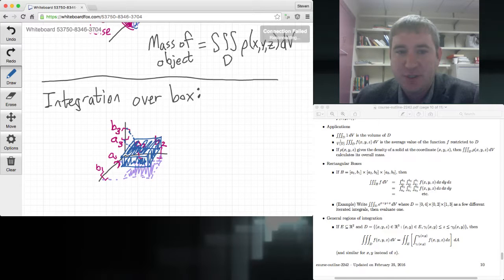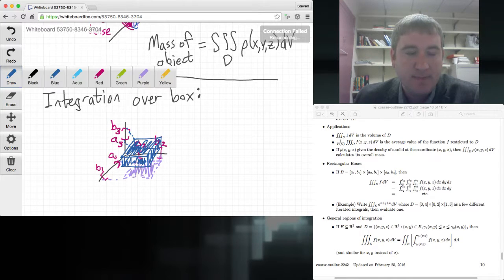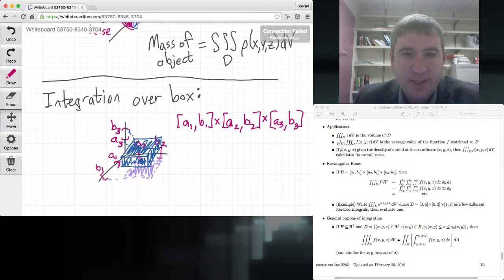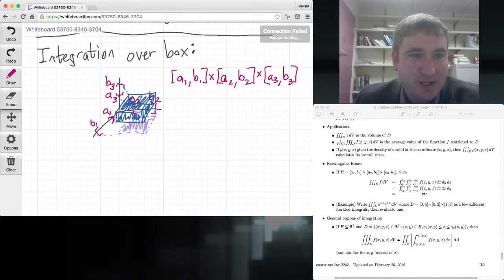So I've got this three-dimensional box here, and I can sum this up much more easily by saying it's the product of A1, B1, A2, B2, and A3, B3. And if you've been paying attention, you're not going to be surprised at all. Just like the double integral, all you've got to do is put those numbers on the bounds of integration.